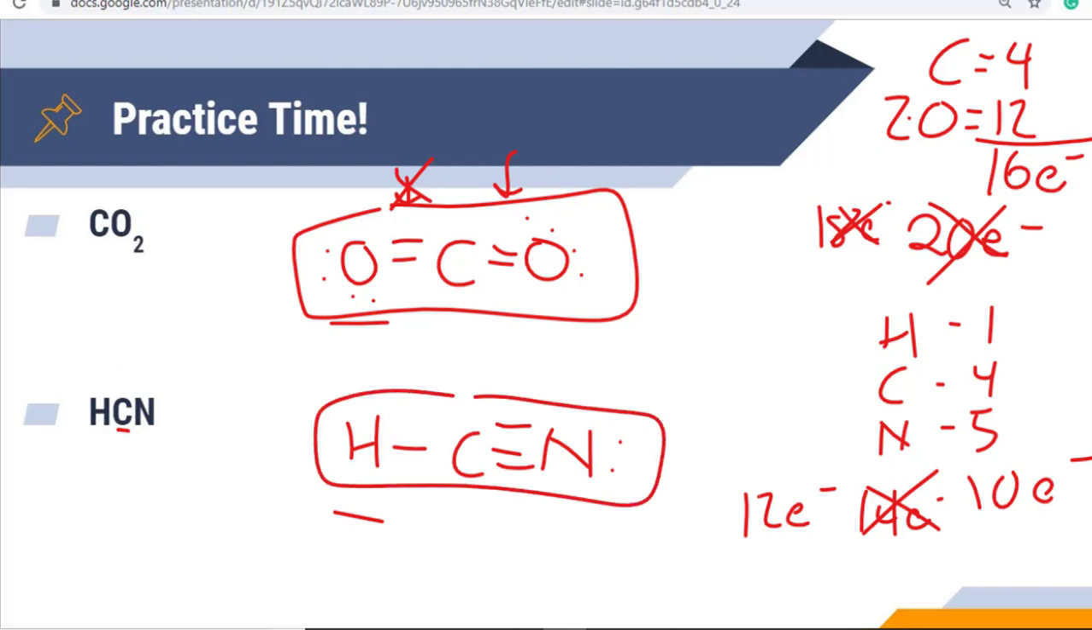Take your time, read through each problem. They will get more complex as we continue to work through them, okay? So, again, just keep that in mind. They won't always be this easy. They will get a little more complex as we move forward.